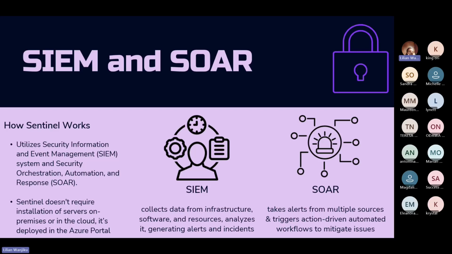So SIEM collects data from its infrastructure, software, and resources, and then it analyzes it, generating alerts and incidents. From there, SOAR takes that information up and takes alerts from multiple sources and now it triggers action-driven automated workflows to mitigate issues. So that's how SIEM and SOAR work for Microsoft Sentinel. We can't have one without the other, because when you have SIEM alone, nothing will be able to be mitigated in the information you are gathering.